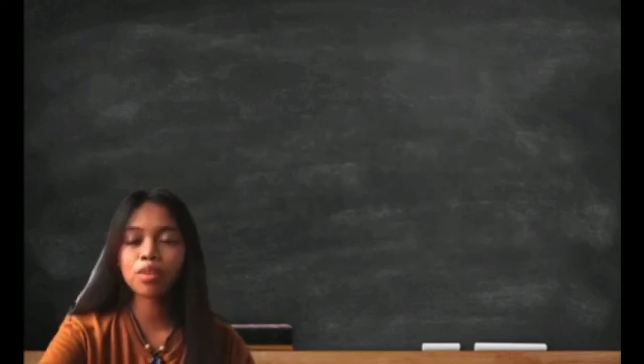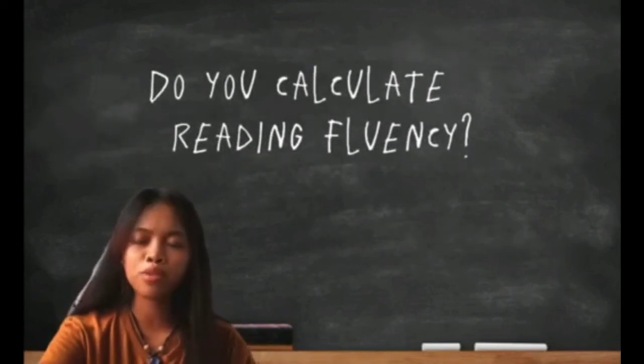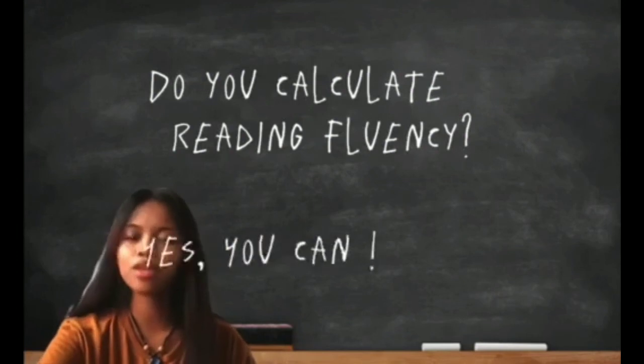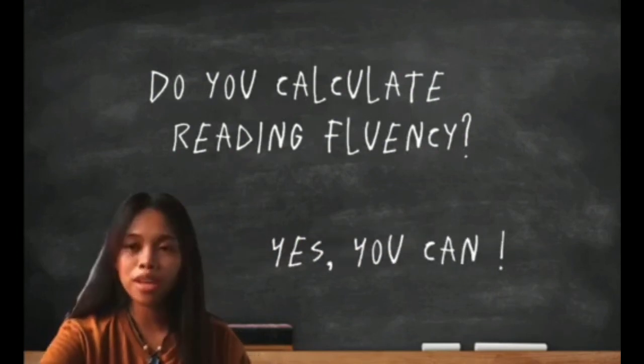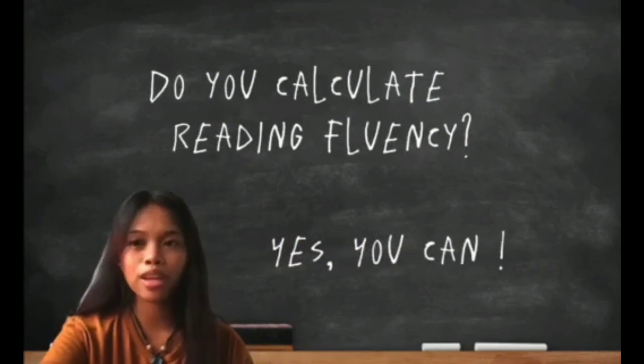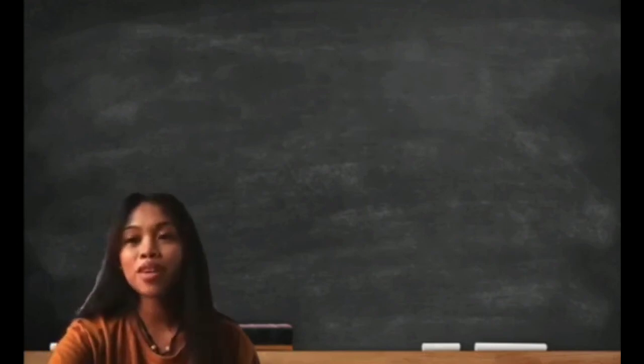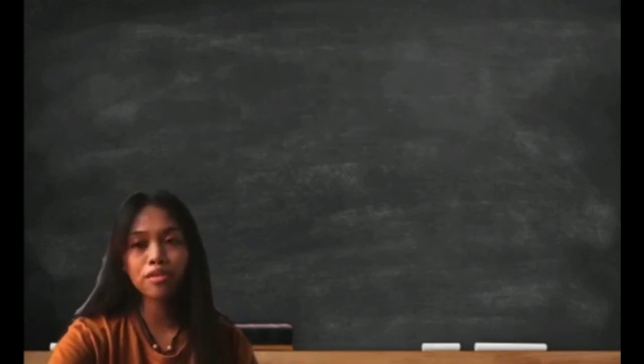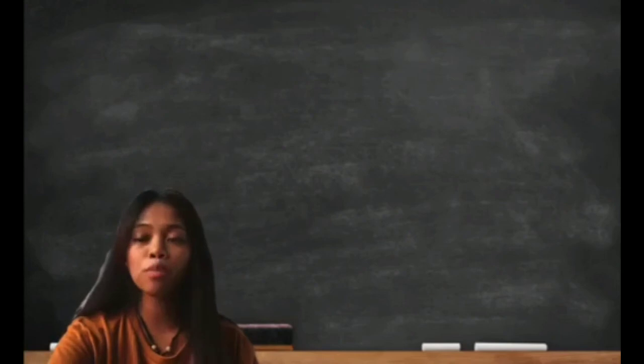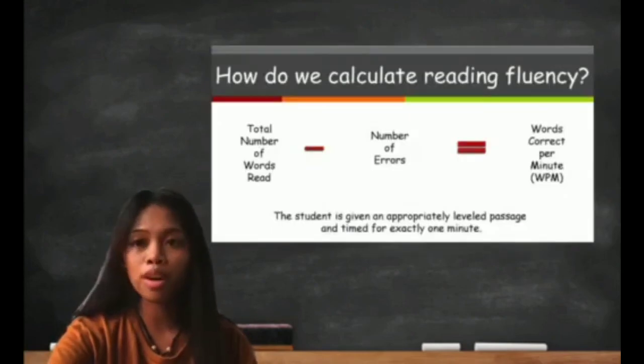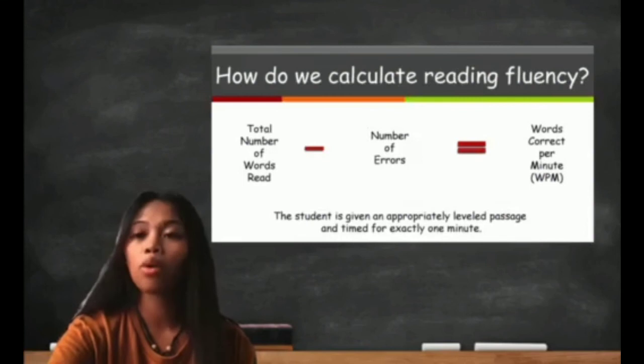Now let's proceed with the question, how do you calculate reading fluency? Yes, you can actually calculate reading fluency, but how do you do it? I will tell you. In calculating your students' reading fluency, you subtract the number of your students' errors from the total number of words that your students read. The result is your words correct per minute, which is the WPM.